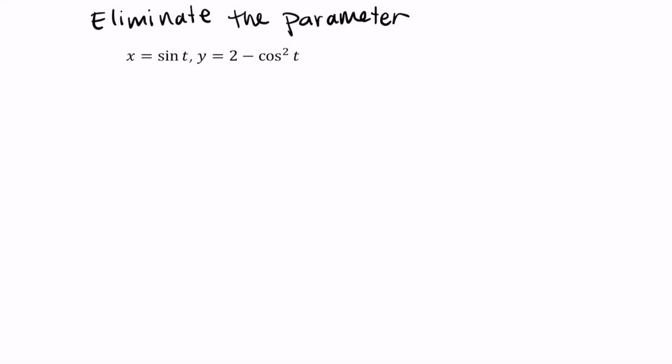Welcome. In this video, I'm going to demonstrate how to eliminate the parameter of a parametrized curve. Now, if you've been watching the previous videos, this is a third technique. In this technique, we're going to rewrite one or more of these equations, either for the x or for the y parameter. Then we're going to use known identities so that we can eliminate the parameter.